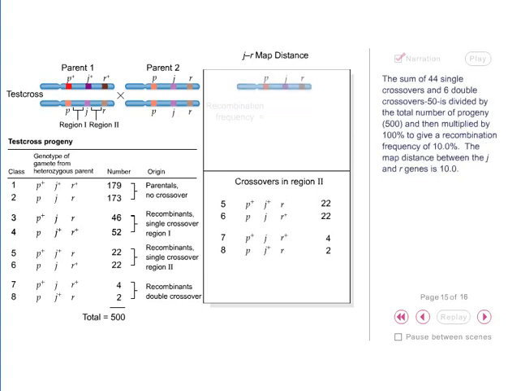The sum of 44 single crossovers and 6 double crossovers, 50, is divided by the total number of progeny, 500, and then multiplied by 100% to give a recombination frequency of 10.0%. The map distance between the J and R genes is 10.0.